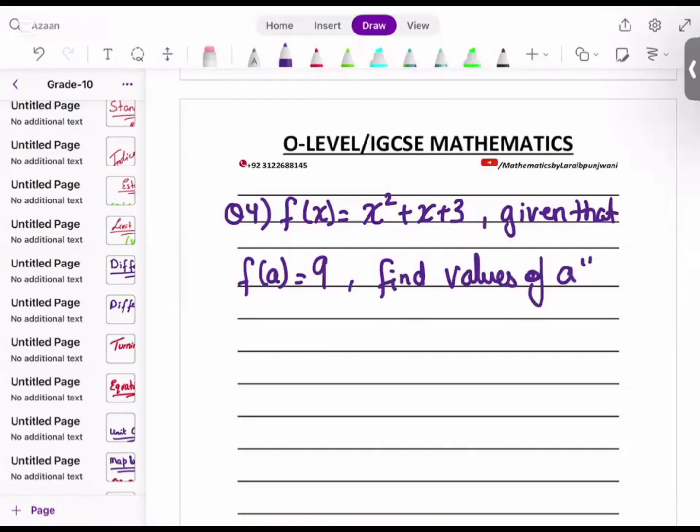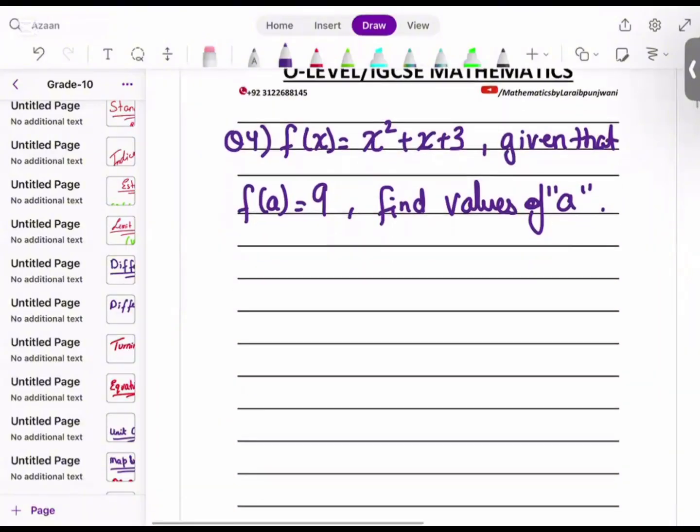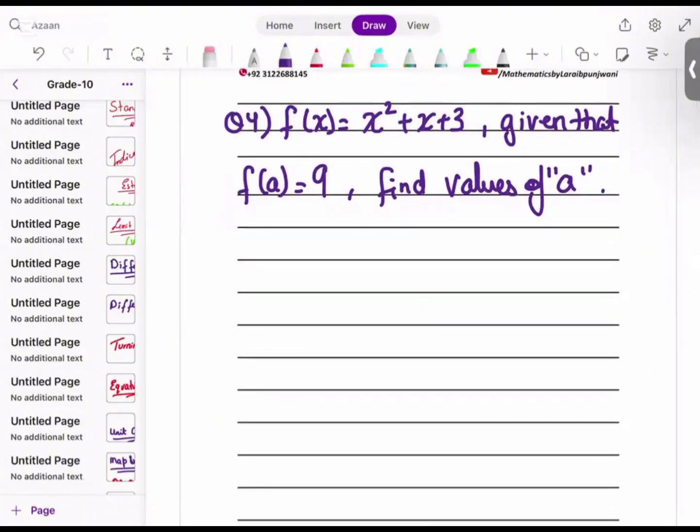Now the question is find values of a. This means that you will get more than one value in this question. Can you please try this one, Adhan? Try to solve this one.